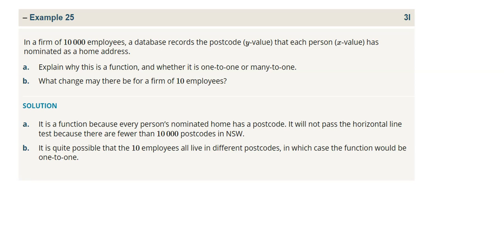So why is this a function? Well, we've got employees and every employee is an individual value. And then every person has a nominated postcode. The postcodes are the Y value and the persons are the X values. Josh, question?